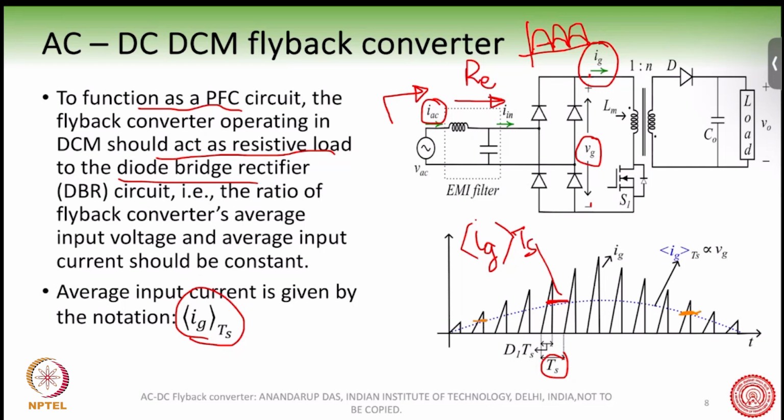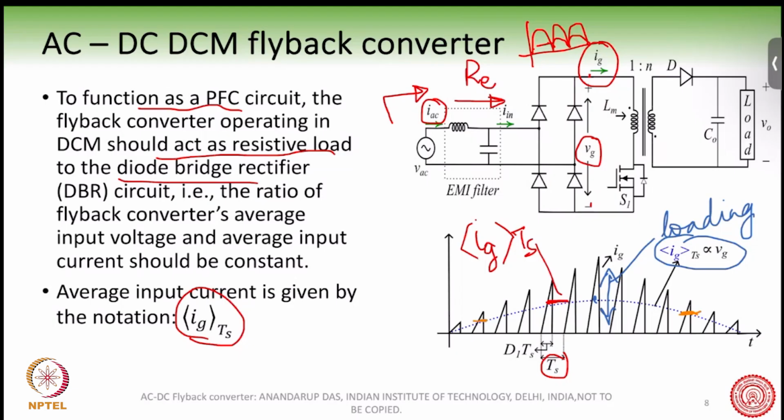We must also understand that the peak value of IG will change due to loading. Okay, so suppose in the morning the converter is loaded by 100 watts and in the evening the converter is loaded by 10 watts. Then this average value, which is shown by the dotted line, will go up or down. I mean the peak value of this average IG will be going up or down.